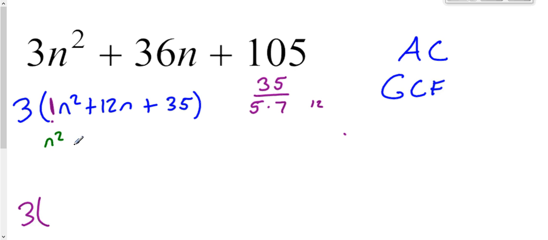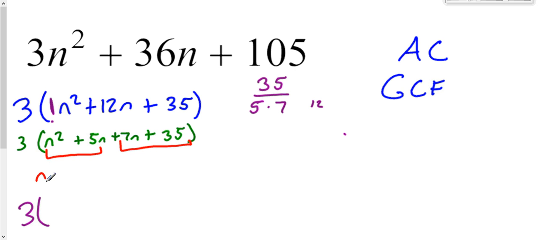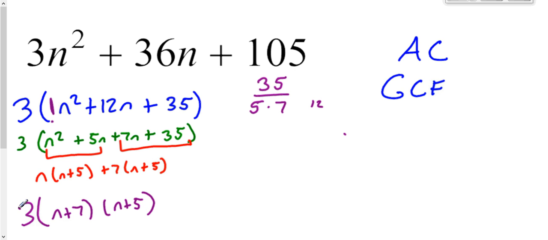We take n squared plus 5n plus 7n plus 35. That 3 is still on the outside. Now that we have brought this to 4 terms, we actually use grouping. The first two have an n in common. The next two have a 7 in common. So we have n plus 7, n plus 5, with the 3 that we've already taken out from the beginning, at the end.